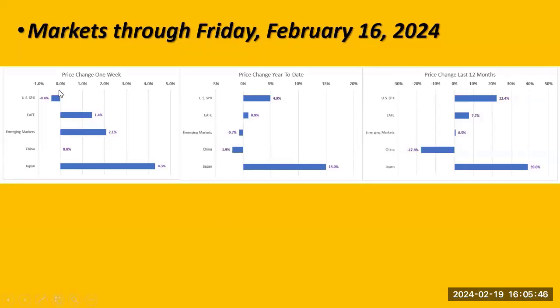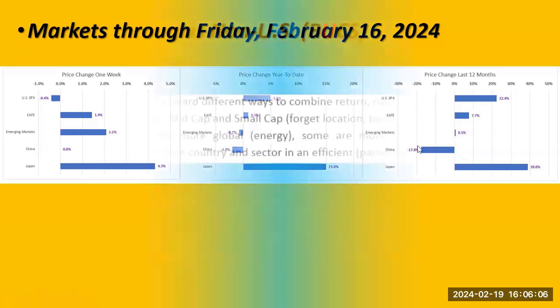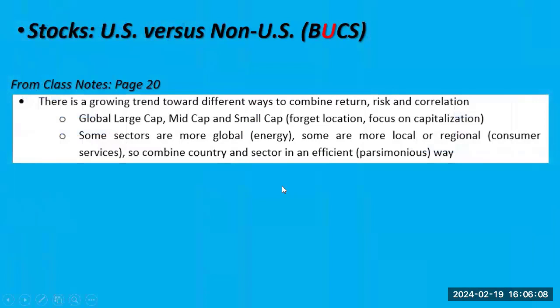EAFE did pretty well this last week, so we see another shift. US down, everything else is up except for China. We know China's really messing up and continuing to mess up, but we'll see if that trend can reverse. Emerging markets are down because that's where China is, but there are some markets up a bunch. So I'll show you a little bit later.